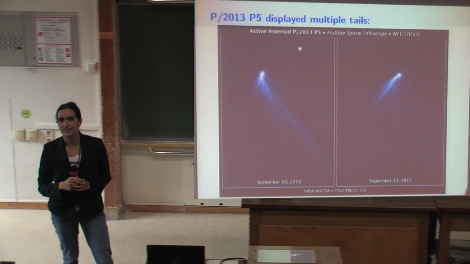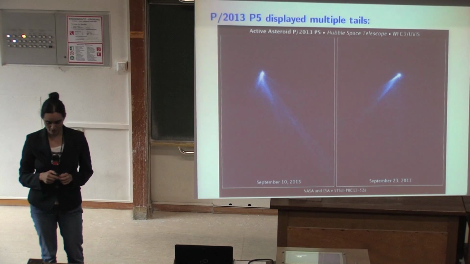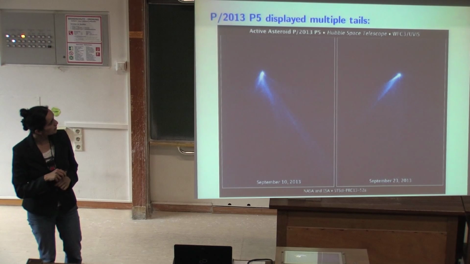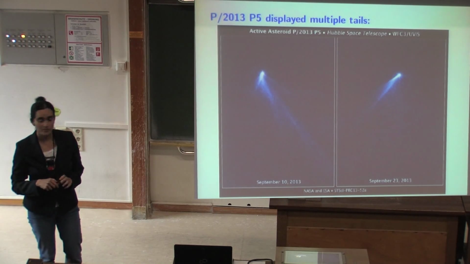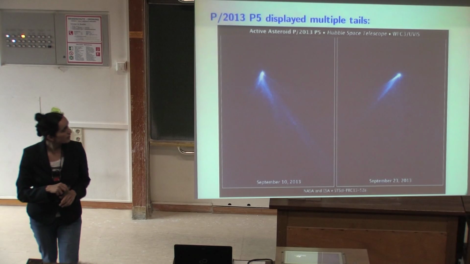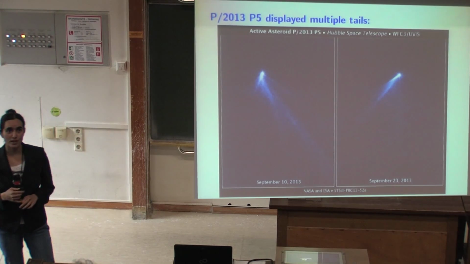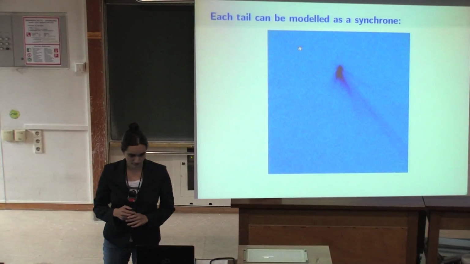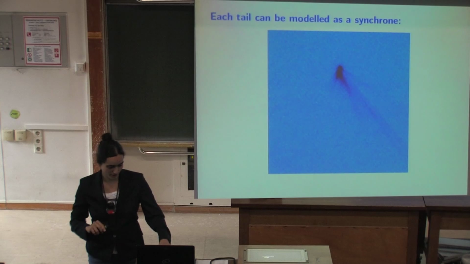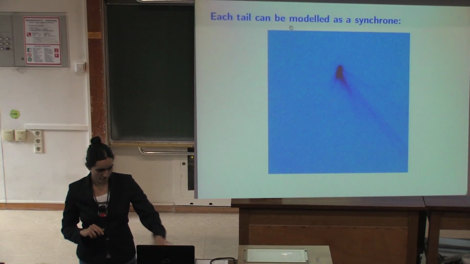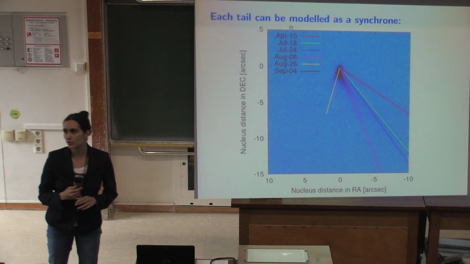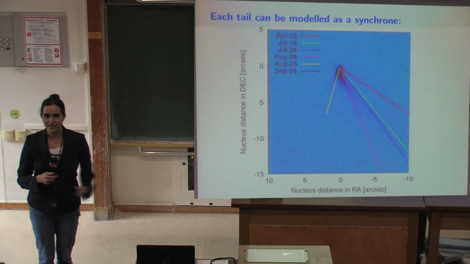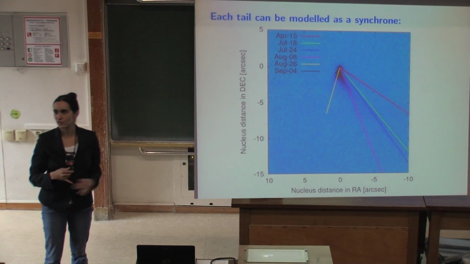P5 is another very surprising object because it has multiple tails. When it was discovered, it had on the order of 6 tails pointing in different directions, and with changing geometry, the orientation of the tails also changed. And this is the same image, only a bit clearer. And we find that each of these tails, again, corresponds to a synchrone. That's not surprising because if you have a straight line, you can always find a date that is the synchrone that corresponds to this angle.